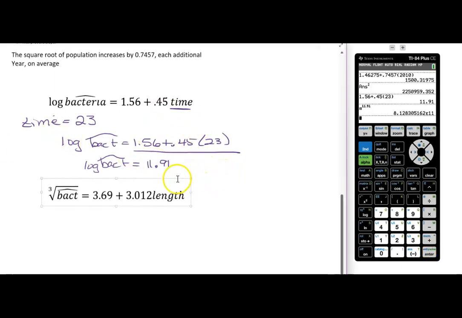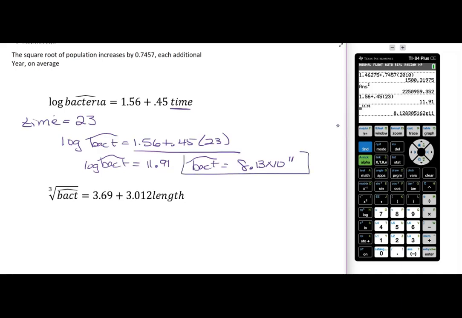And so bacteria hat is equal to 8.13. And you see this E, remember that's times 10 to the 11th. And so that's the answer. So again, you plug it in, you find your answer, and then to get rid of a log, you hit second log. So to get rid of something, you do the inverse.